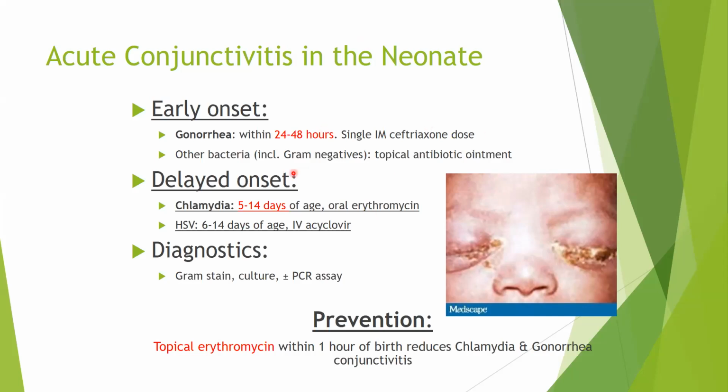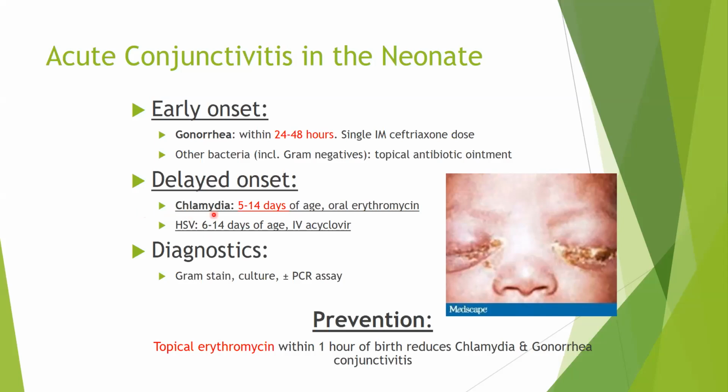But if this is an adult or an infant that wasn't treated prophylactically, like some child that was born at home, then maybe we could use IM ceftriaxone. So gonorrhea comes before chlamydia, so GC, I always remember that. Delayed onset with chlamydia, so we're talking 5 to 14 days. And the treatment is usually oral erythromycin.